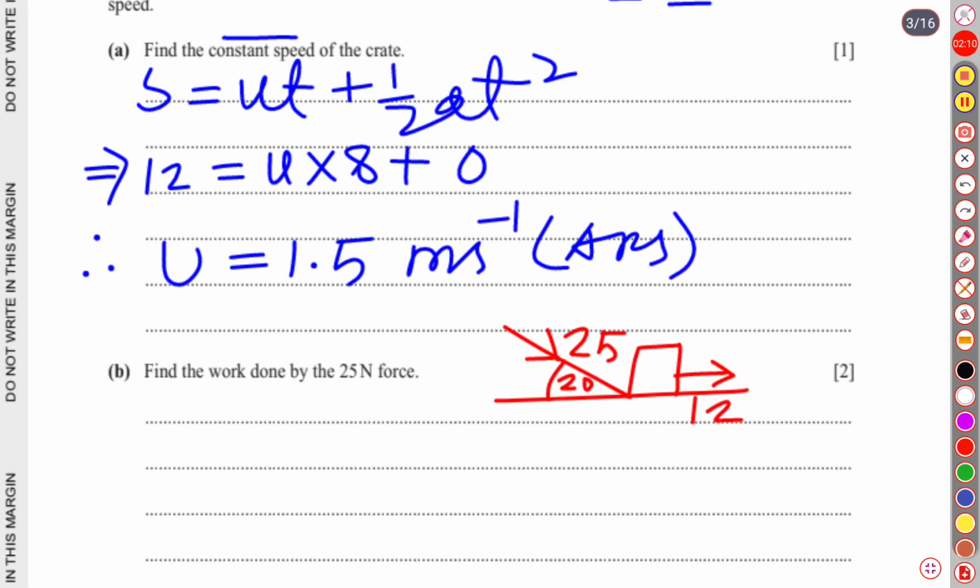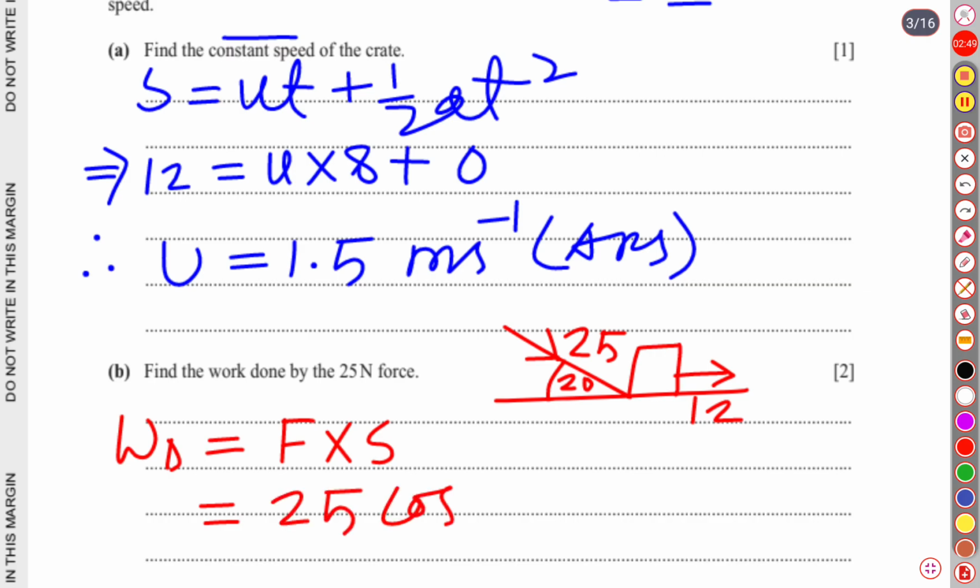From this figure we can see that the 25 Newton force is pushing the crate forward, and the displacement is 12 meter. So we can resolve the forces horizontally. Work done by the driving force is equal to, we know the formula for work done is force into displacement. Let us see what is the force. If we resolve the force horizontally, it is going to be 25 cos 20 degree.